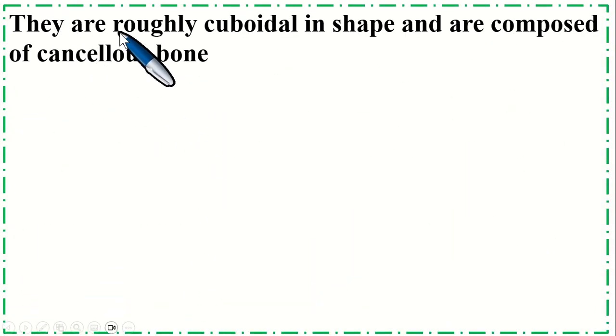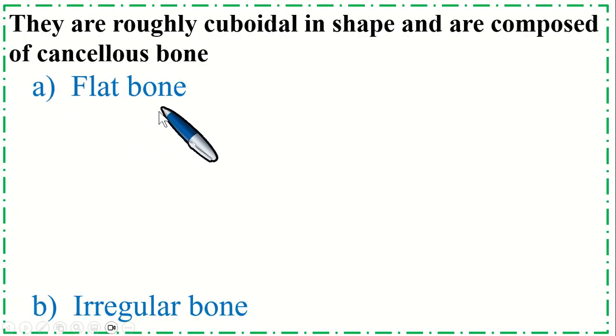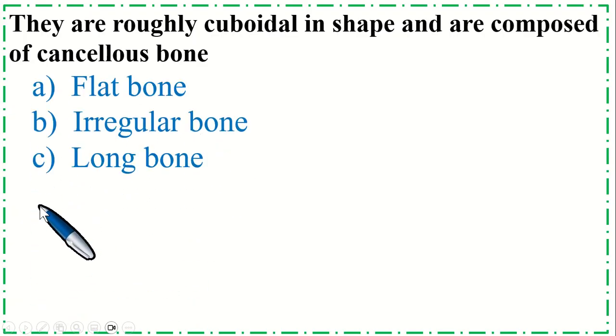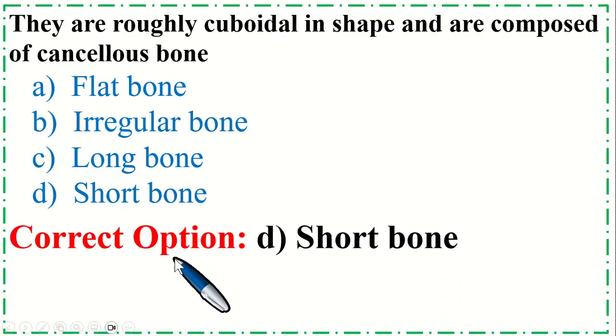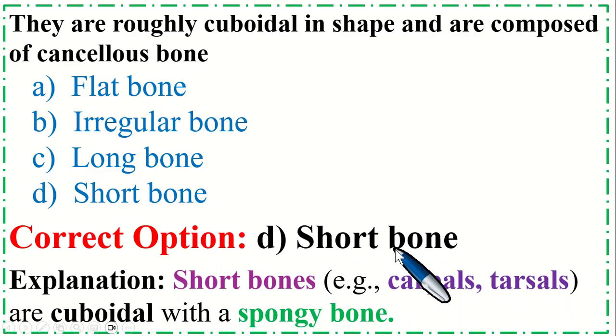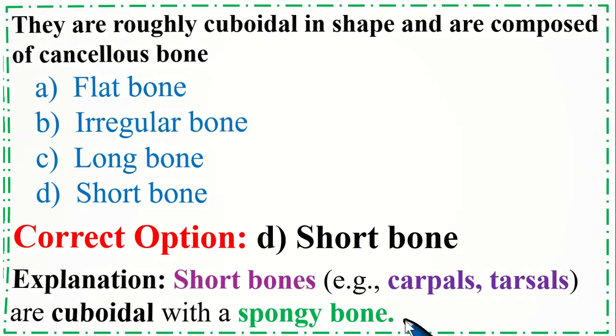So this is very important MCQs. They are roughly cuboidal in shape and are composed of cancellous bone. Option A, flat bone, B, irregular bone, C, long bone, and option D, short bone. So the correct option is D, short bone. The short bones, for example carpals and tarsals, are cuboidal with spongy bone.